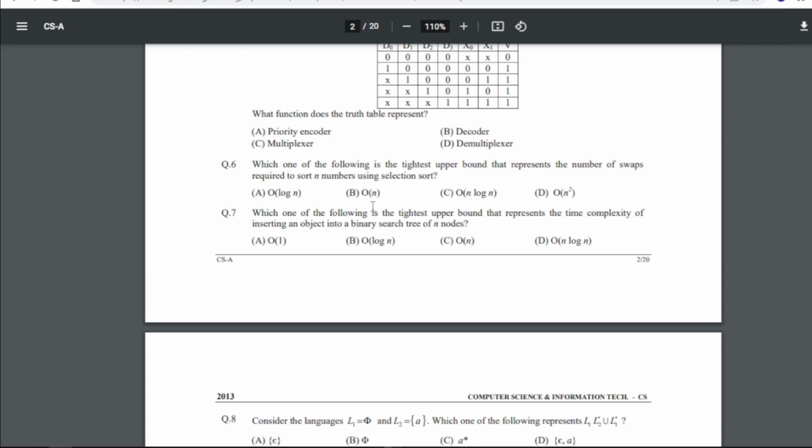So seventh is, which one of the following is the tightest upper bound that represents the time complexity of inserting an object into a binary search tree of n nodes? So for 7, obviously again our answer will be order of n.